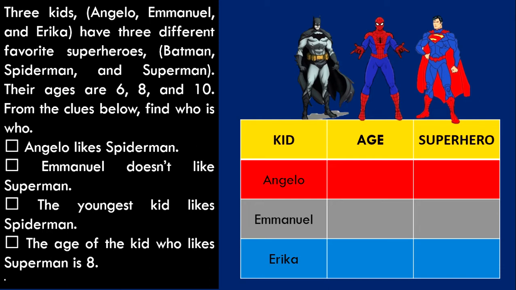First statement, Angelo likes Spider-Man. Then next one, Emmanuel doesn't like Superman. The youngest kid likes Spider-Man. And lastly, the age of the kid who likes Superman is 8. Again, you can pause the video so that you can answer it before we reveal the answer.